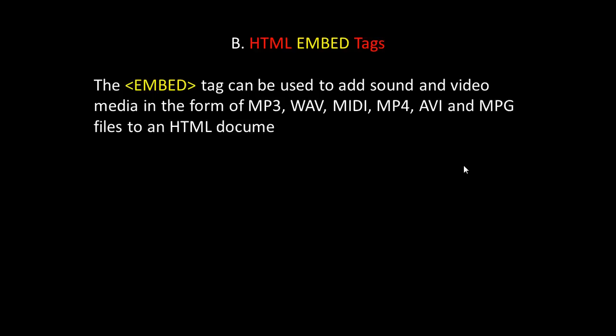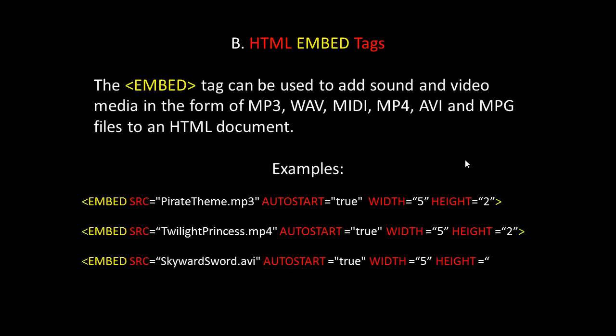Here's the HTML embed tag. The embed tag can be used to add sound and video media in the form of MP3, WAV, MIDI, MP4, AVI, and MPEG files to an HTML document. Here are three examples. In the first example, we're loading an MP3. We're going to play it automatically with the attribute autostart, and we're setting the width to 5 and the height to 2. In the next example, we're going to play an MP4 video, and again, the attribute autostart is set to true, so it will start automatically.